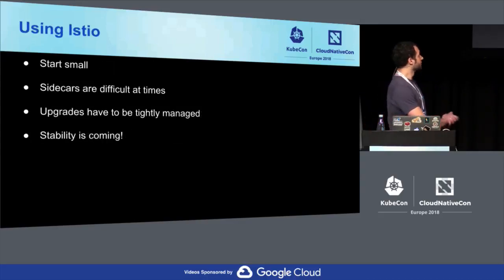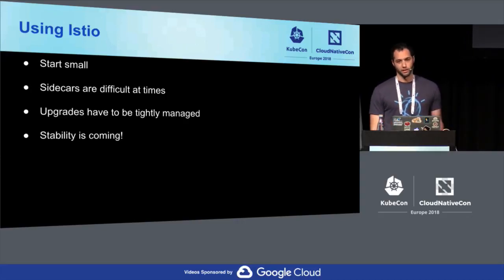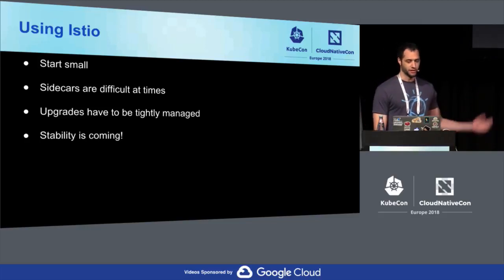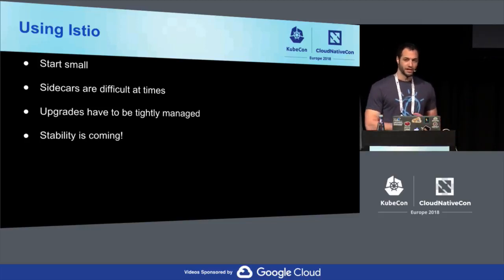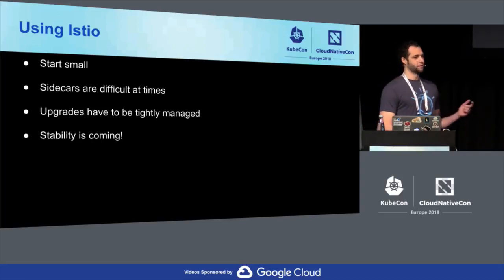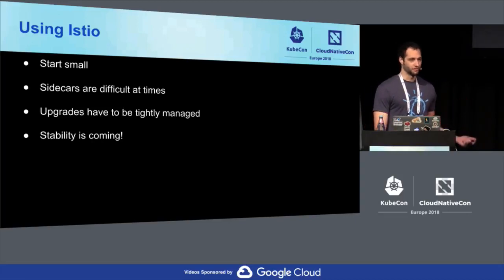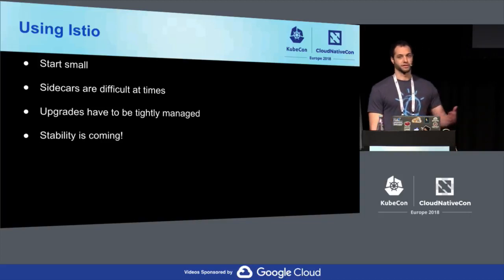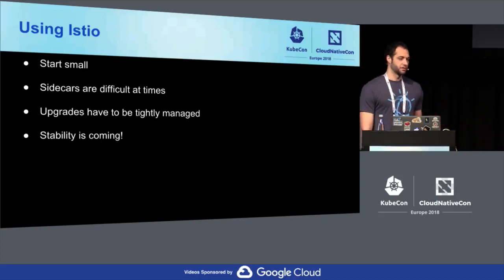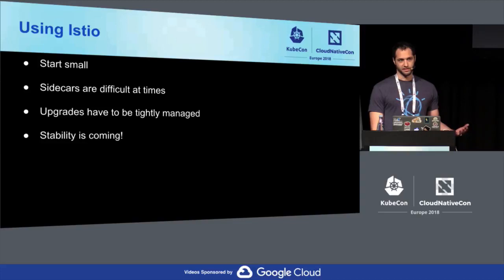So some advice for those of us who use Istio, and if you're looking at using Istio, is start small. Ingress is a very easy way to get started with Istio. You can get the metrics. The sidecars are often difficult. As developers, a lot of the time you want to just throw that sidecar in there and see your metrics come through. But there's a lot of things you have to think about by adding that sidecar.